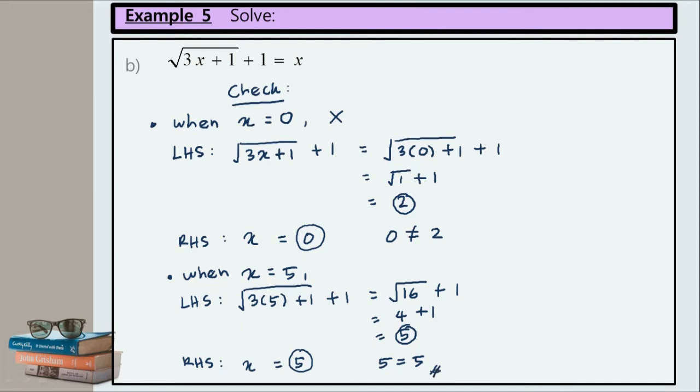That means kita boleh ambil lah x equal to 5 ni. That's why our final answer is x equal to 5 only. Sebab apa? Sebab kita reject 0 tadi. Sebab bila kita check 0 tu, bila kita check left hand side dengan right hand side, nilai dia, value dia tak sama. Okay, the value is not the same. So this is our final answer.